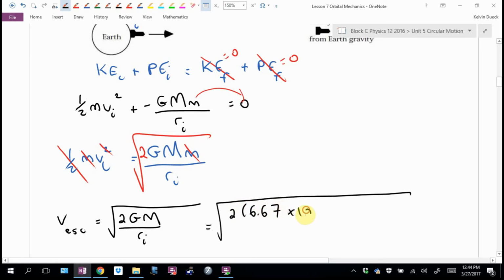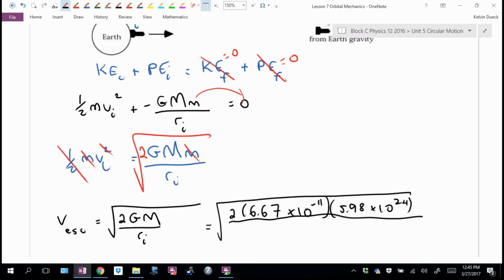6.67 times 10 to the negative 11. Remember, big G is that universal gravitational constant. Don't let it scare you. It's just the number we have to put into our gravity equations so that we get an answer in newtons from kilograms, meters squared. Mass of the Earth is 5.98 times 10 to the 24th divided by, what's our initial? Where are we starting? Surface of the Earth, aren't we? So, John, what's our initial?